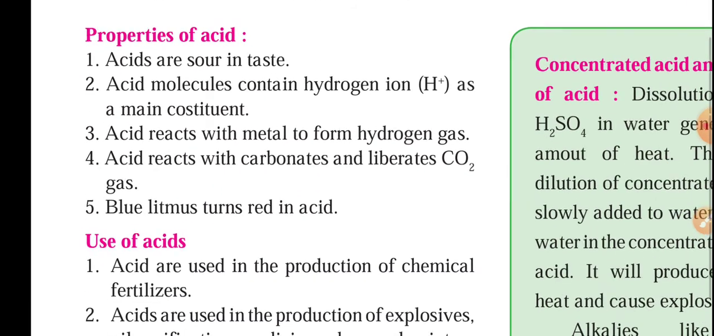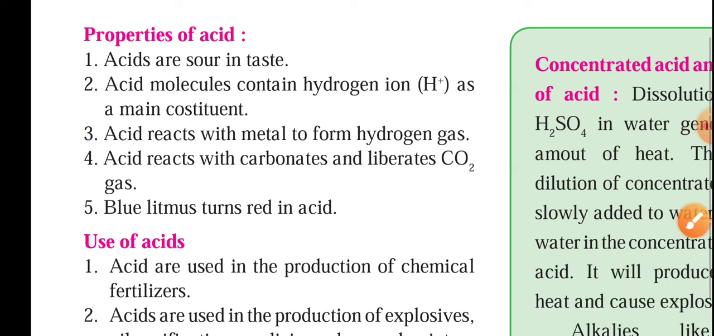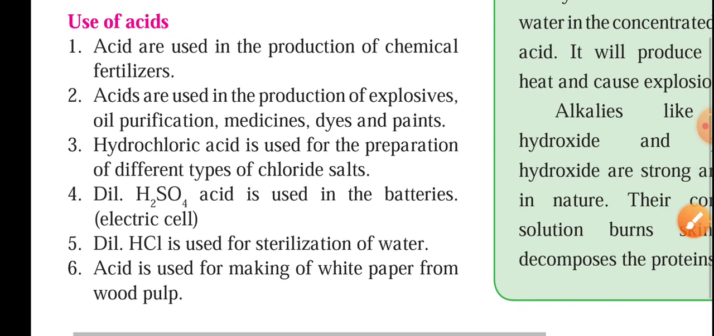Properties of acids. Acids are sour in taste. Acid molecules contain hydrogen ion, that is H+, as a main constituent. Acid reacts with metal to form hydrogen gas. Acid reacts with the carbonates and liberates carbon dioxide gas. And blue litmus turns red in acid. Further are the uses of acids, where we are using them.